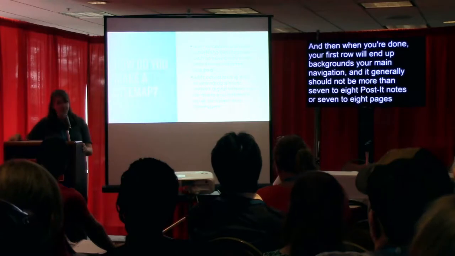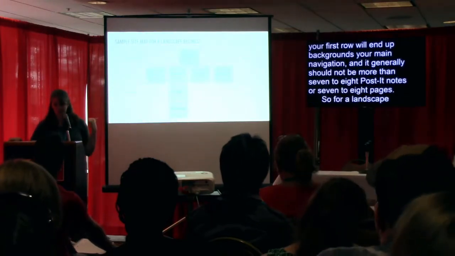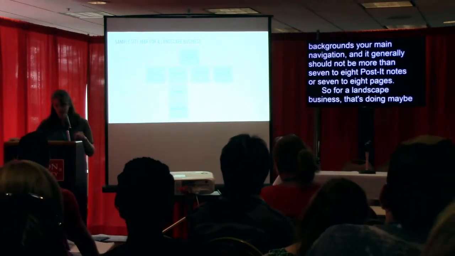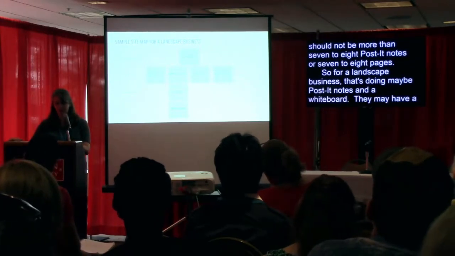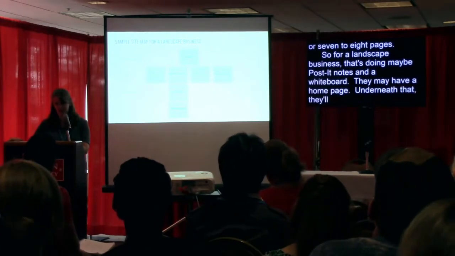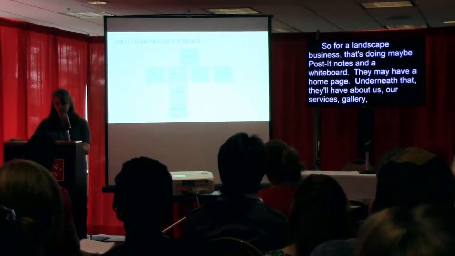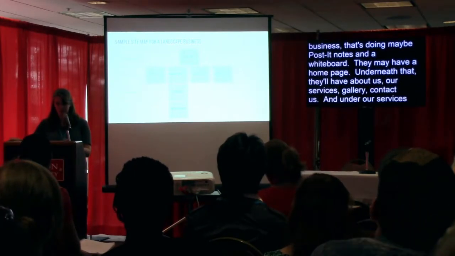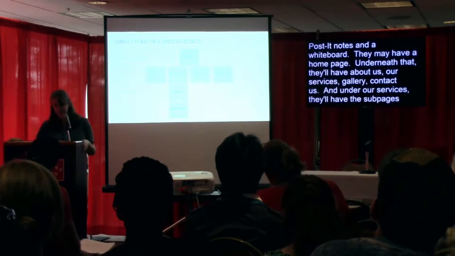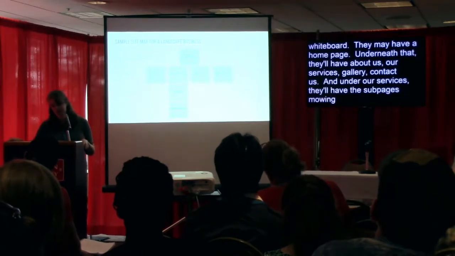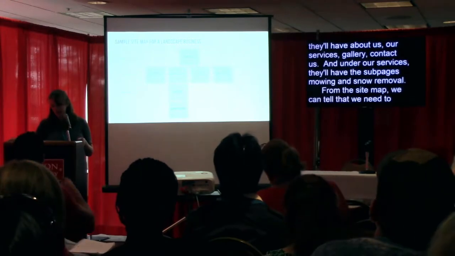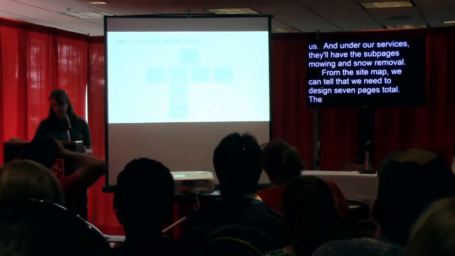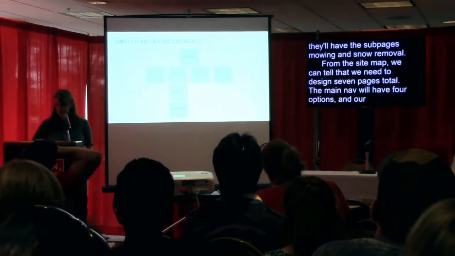So for a landscape business that's doing maybe Post-it notes and a whiteboard, they may have a home page. Underneath that, they'll have About Us, Our Services, Gallery, Contact Us. And under Our Services, they'll have the subpages Mowing and Snow Removal. From the sitemap, we can tell that we need to design 7 pages total. The main nav will have 4 options, and Our Services will drop down to 2 pages.